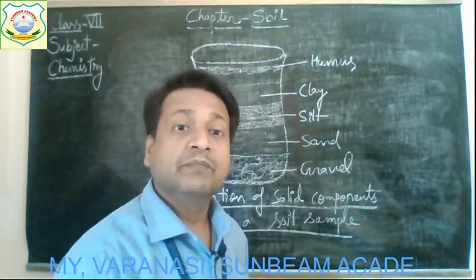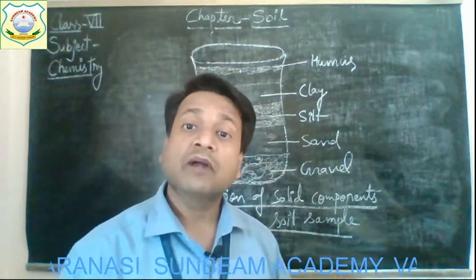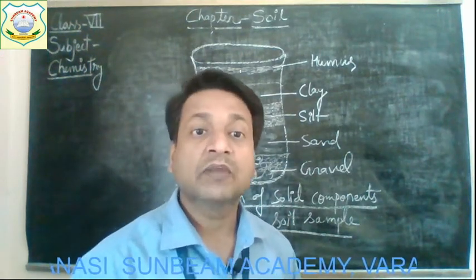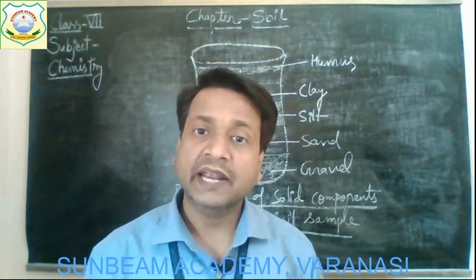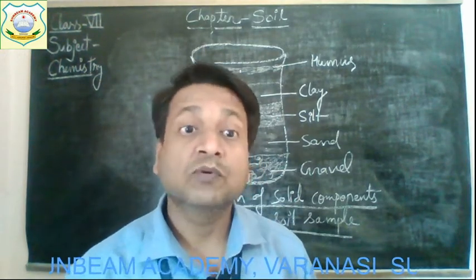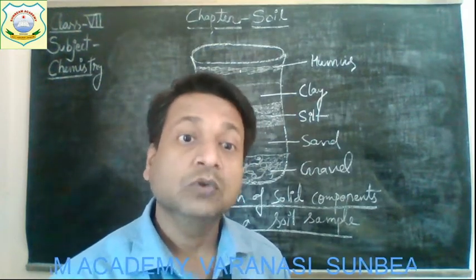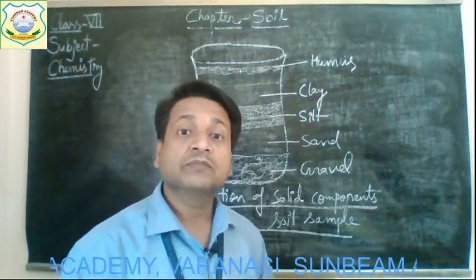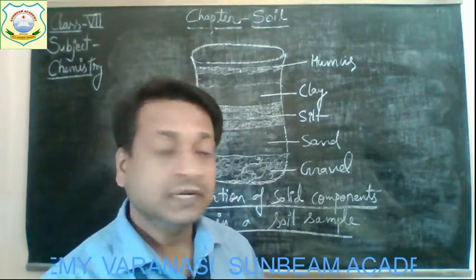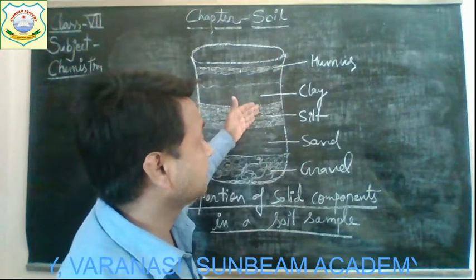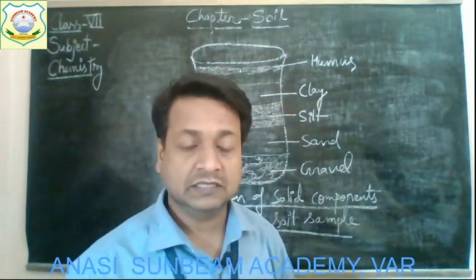Okay, and now perform the same experiment with soil samples taken from different places, from the playground, riverbank, forest, wasteland, etc., and study the proportion of solid components in them. So, when we collect the samples of soil from different places, the solid components like gravel, sand, silt, clay, and humus will vary from place to place.